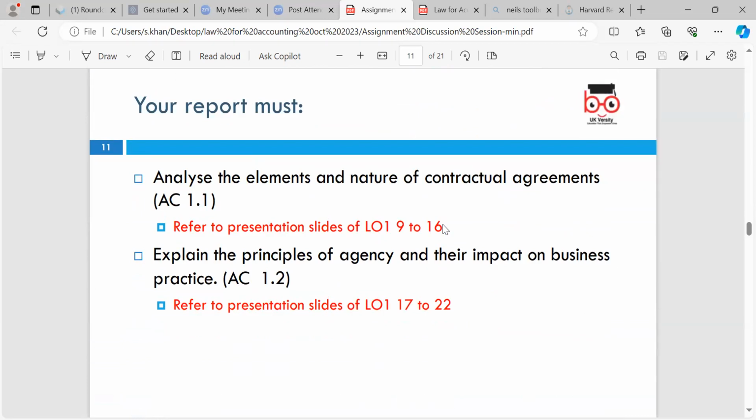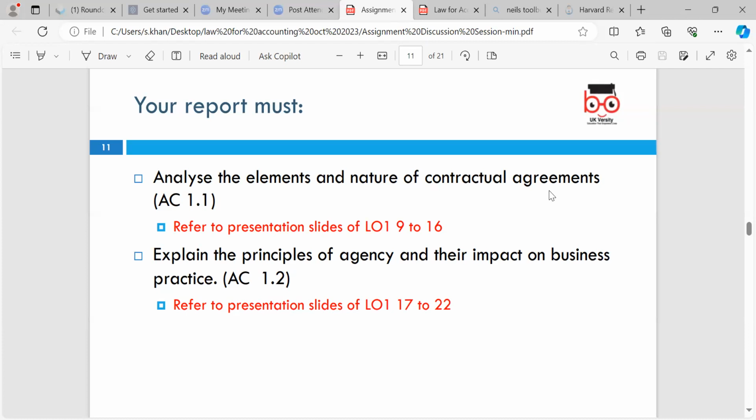In your report, you need to analyze the elements and the nature of contractual agreements, AC 1.1, and that will refer to presentation slides, learning outcome 1, 9 to 16. What are we looking at there? Yeah, I think you told us about the case about the horse and stuff like that, right? That's contract of employment. We're looking at contracts, aren't we? Yes, so that refers to AC 1.1, presentation, learning outcome 1, 9 to 16, slide number.